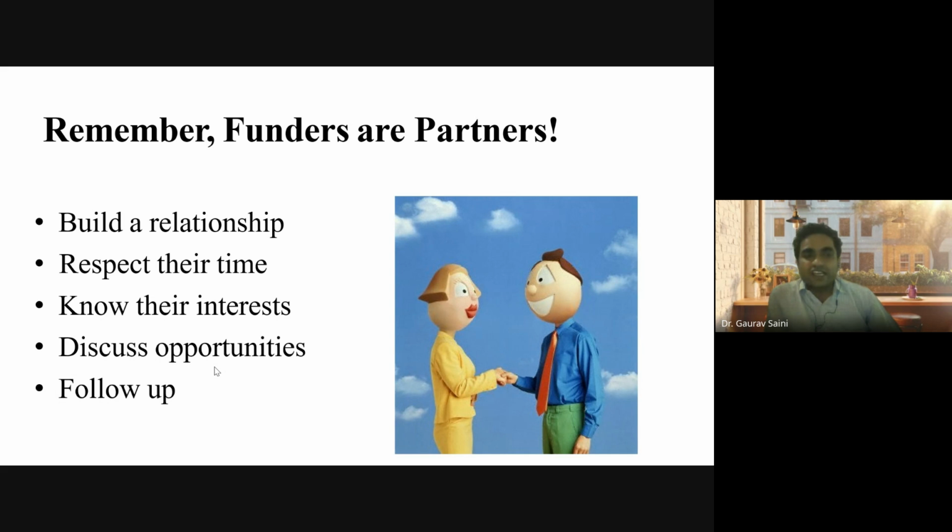What we have to take care of is that the funders, the funding agencies, are not just competitors, they are your partners. What you have to do is build a relationship, respect the timeline, understand and know their priorities, know their interests, and discuss the opportunities. And also, as we started in the first slides, you have to follow up on what the changes in the regulations are, what the changes in the rules are. So you have to take care of that during the completion, during the time. So these things are basically required.